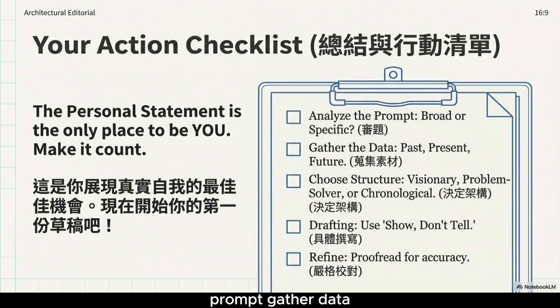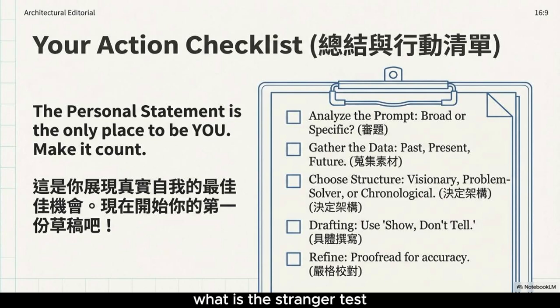Okay, and looking at the final checklist on slide 14, it summarizes the points well. Analyze, prompt, gather data, choose structure, draft, refine. It's a good summary, but I feel like we're missing one final quality control check. I agree. The suggestion is to add one final box to that checklist, the stranger test.